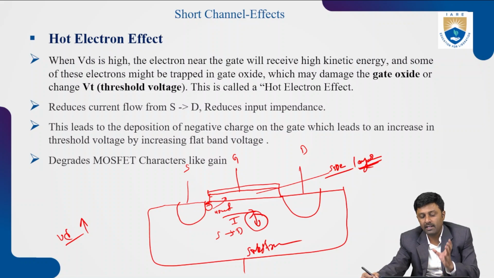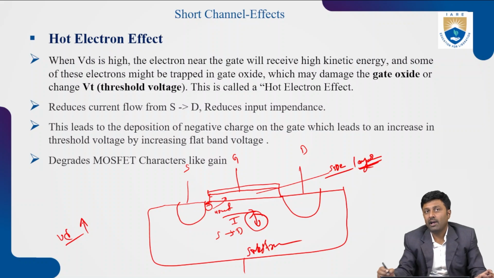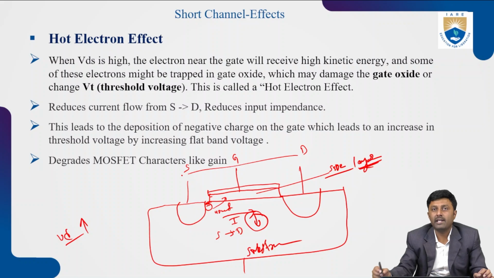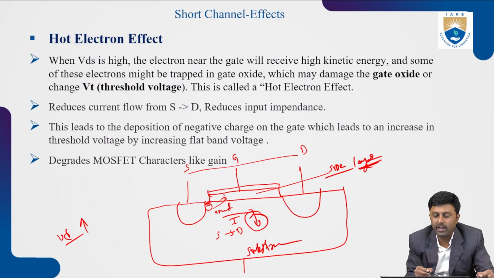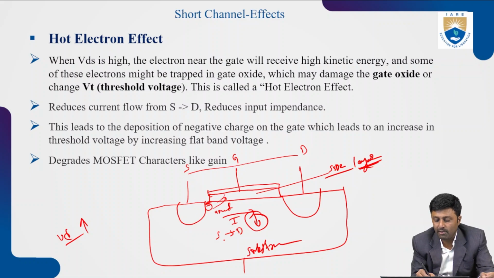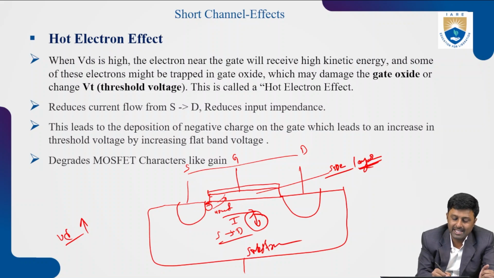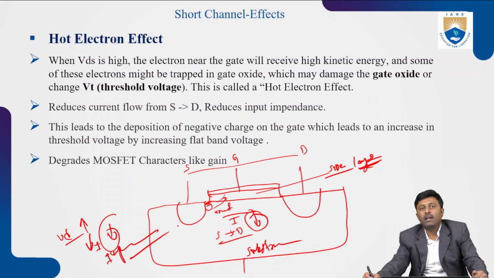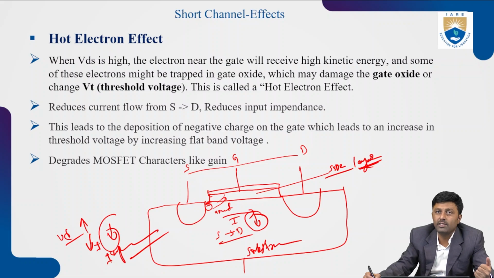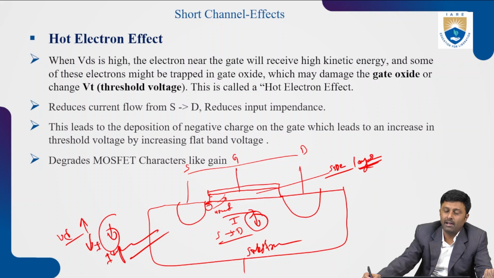The hot electron effect occurs if there is an increase in the VDS, that is the drain to source voltage. Some of the electrons will move into the silicon dioxide. Because of that, obviously there will be a reduction of current from source to the drain, which reduces the input impedance also. If there is a decrease in the current, this will reduce the impedance. This leads to the deposition of negative charges on the gate, which leads to an increase in the threshold voltage by increasing the flat band voltage.